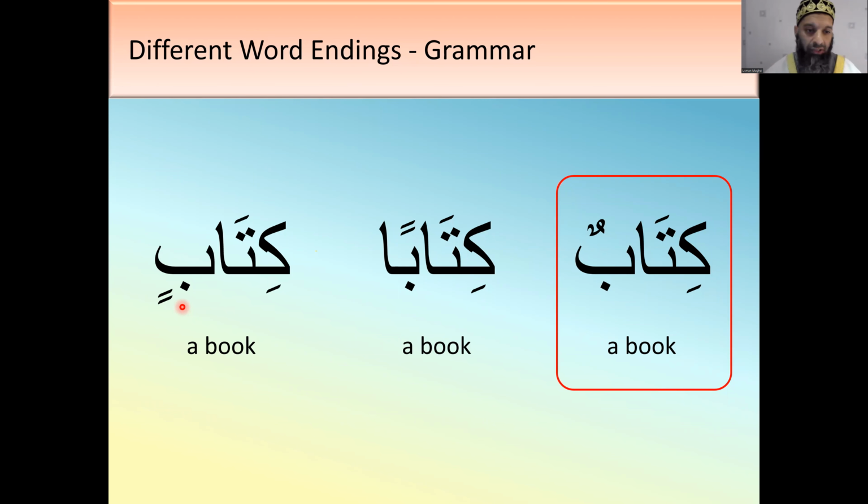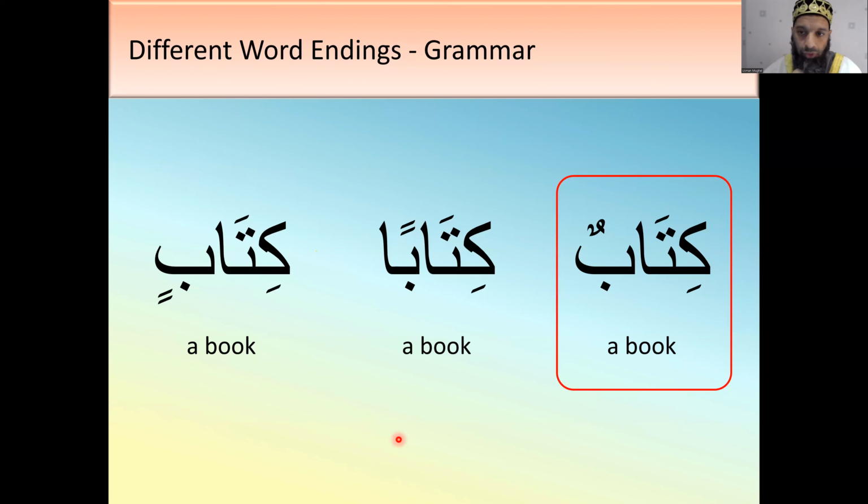Okay, so if I say Shamsun, Shams means the sun. Shamsun is the same as Shamsan, which is the same as Shamsin, right? A bit of a tongue twister there, right? It means the same thing. It's just some grammar is going on in the sentence. That's why it's changing case. But the word means the same, right?